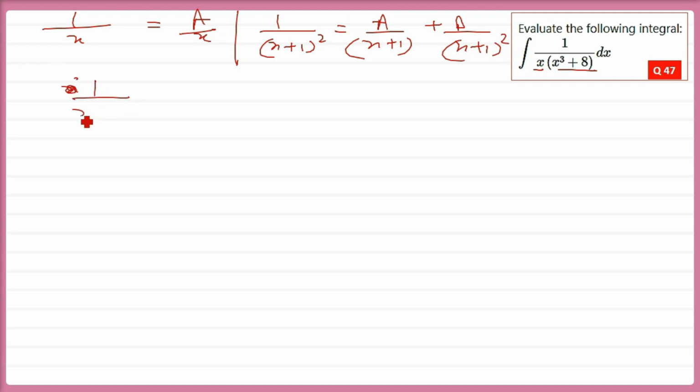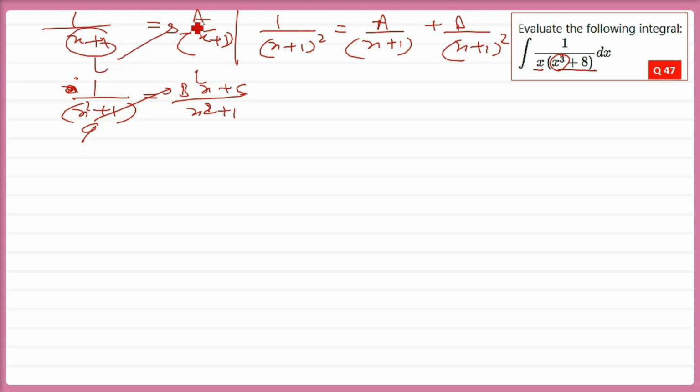When you have a quadratic expression in the denominator, say ax square plus bx plus c form, then you will write Bx plus C divided by that particular quadratic. In this case, I'm giving you an example of x square plus 1. Now this is just for example. But here we have x cube. When you have a linear expression in the denominator, a constant in the numerator. Quadratic in the denominator, Bx plus C form.